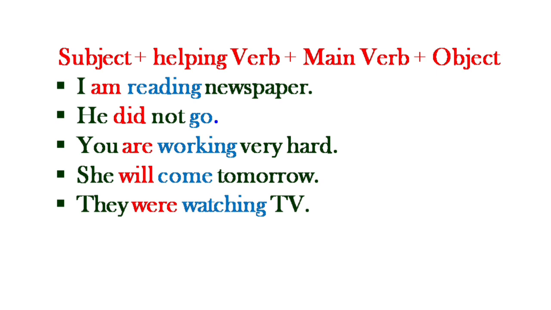Ravi is sleeping on the bed. Okay, Sheila is preparing dinner for us. Mom is cooking dinner. Father was reading newspaper. My brother is writing his homework. Like this: subject, helping verb, and a main verb and an object. Okay, by this structure you can frame your own sentences to learn the construction of sentences.